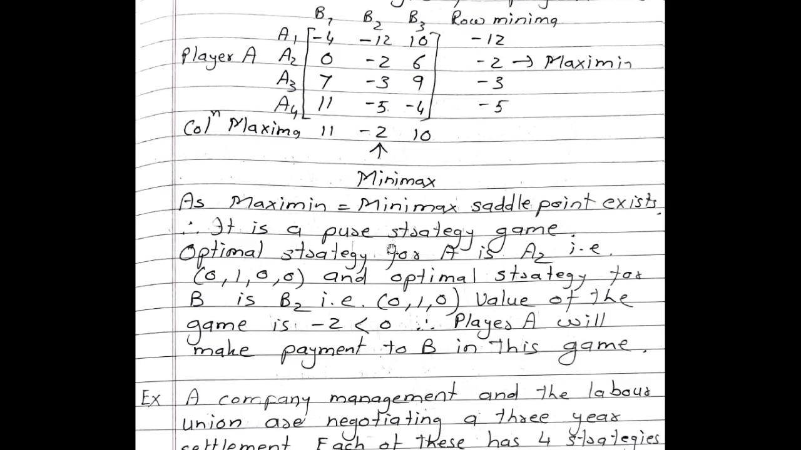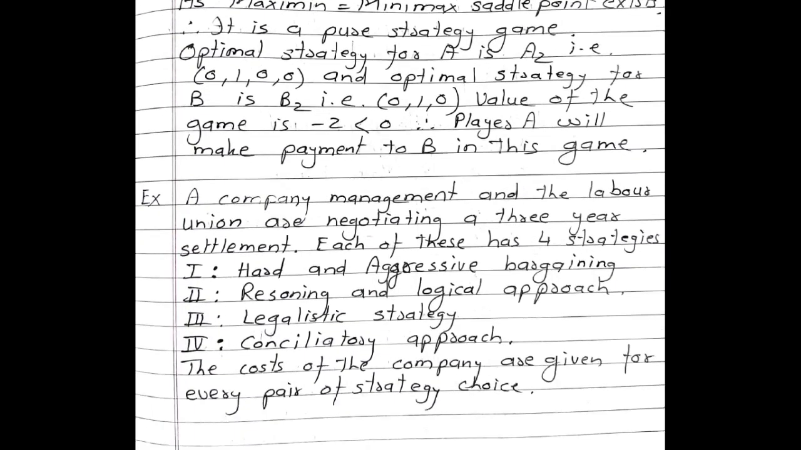Next example. A company management and the labor union are negotiating a 3-year settlement. Each of these has 4 strategies. First strategy, hard and aggressive bargaining. Second strategy, reasoning and logical approach. Third strategy, legalistic strategy. Fourth strategy, conciliatory approach. The cost of the company are given for every pair of the strategy choice.